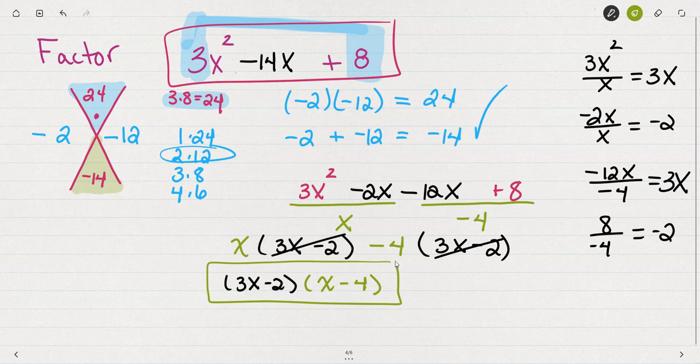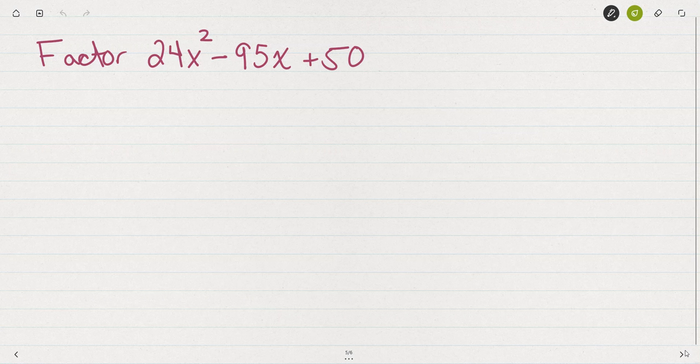You can check this with FOIL, but look at that process and maybe use that process again and again as you try these examples. Should we do one more example just to see if everyone is on track with this? Now, although these coefficients are much bigger, they're still usable. I'm going to use a calculator and it'll be fine.